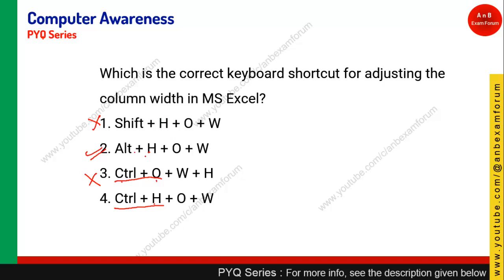So you are left with option 2. In that way you can also answer. Okay, it looks very difficult, but if you try to see and eliminate one by one, you can easily answer this question. Okay, so option 2 is the right answer.